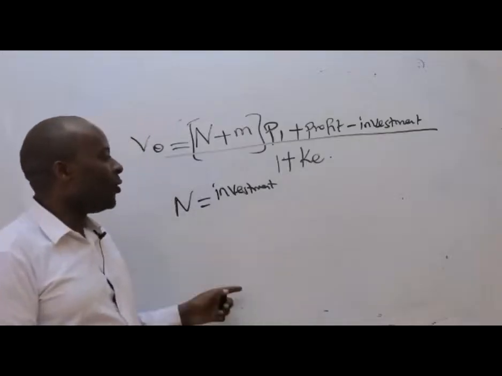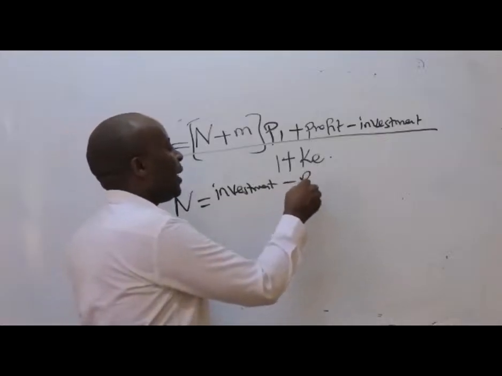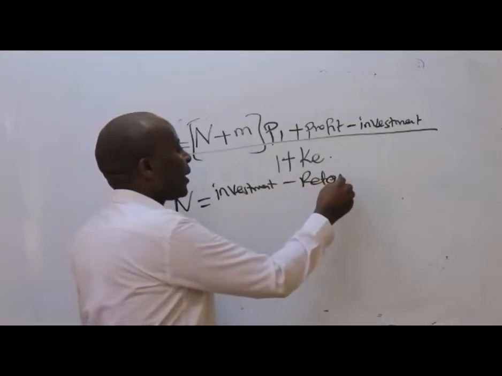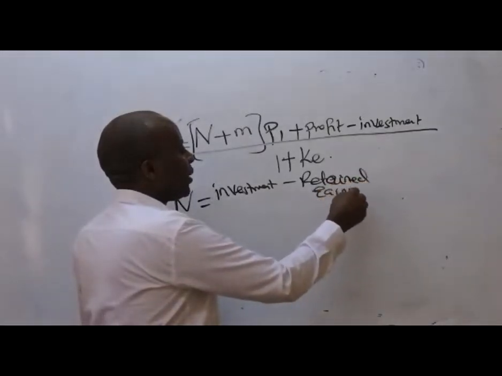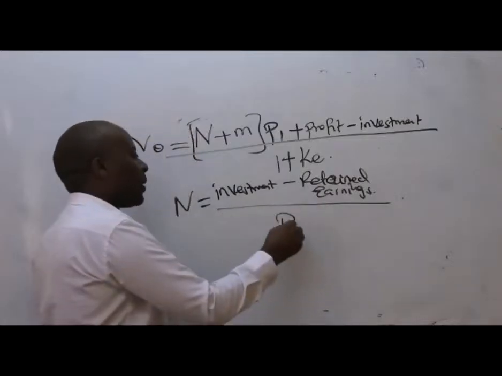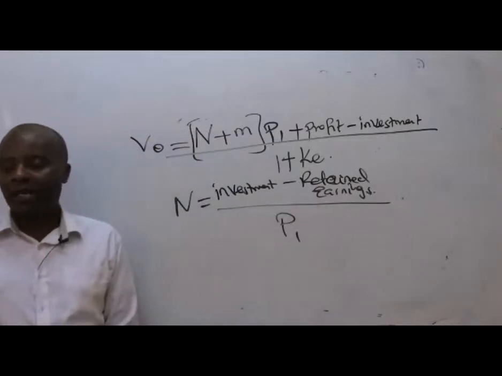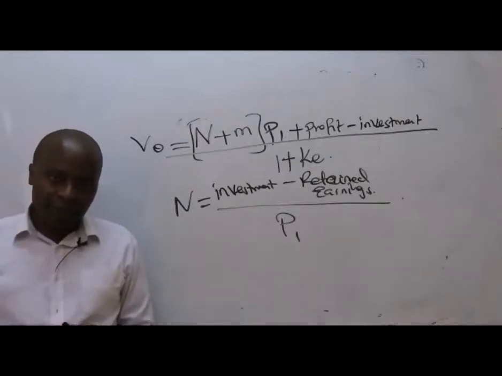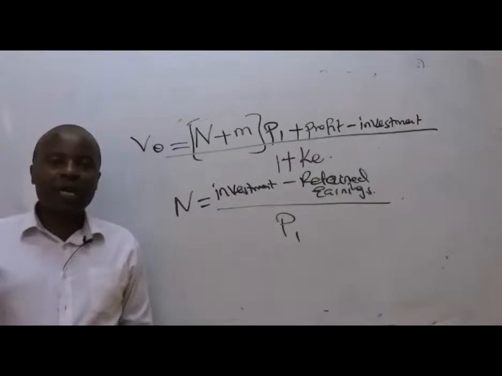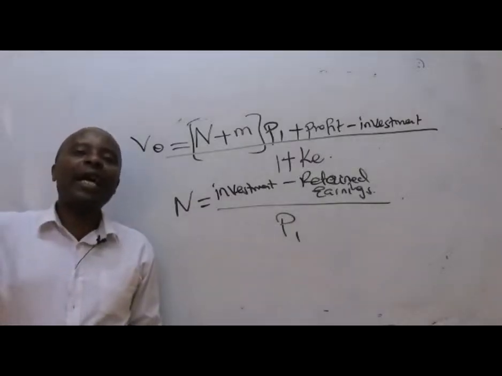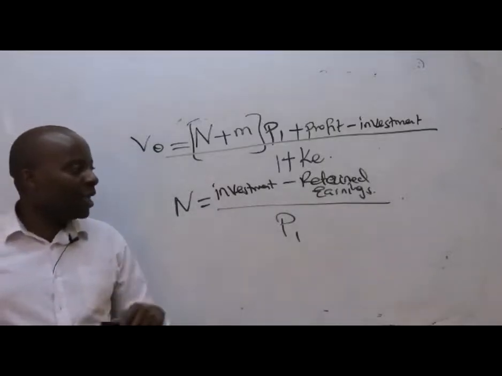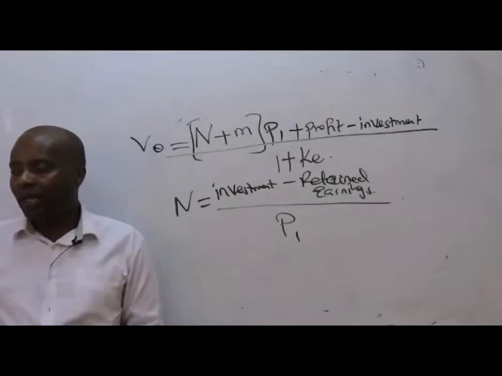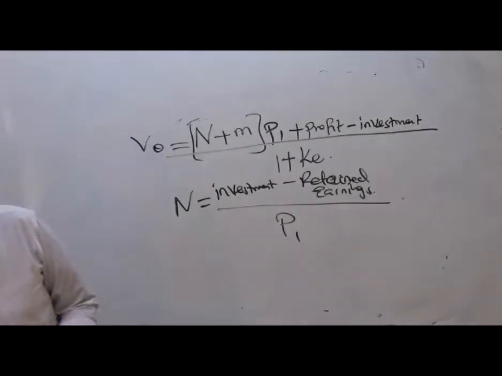So for new shares, I'll take the investment minus the retained earnings, all over the price per share, which is P1. So for N, you look at what investments you want to do. You subtract the component of this investment that will be financed through the retained earnings, all over P1. Very interesting.